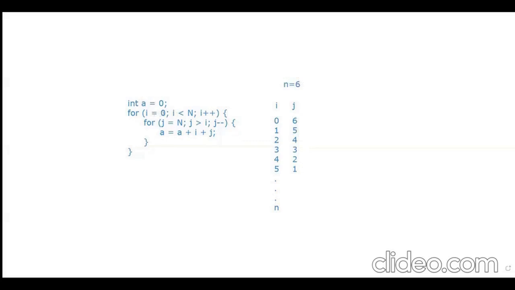It means when i is equal to 0, 6 iterations take place in the j loop. When i is equal to 1, then only 5 iterations take place. When i is equal to 2, then it takes only 4 iterations. When i is equal to 3, then it takes 3 iterations. So from this we get the iterations n plus n minus 1 plus n minus 2, and so on, plus 1. So the formula for this is n into n plus 1 by 2.